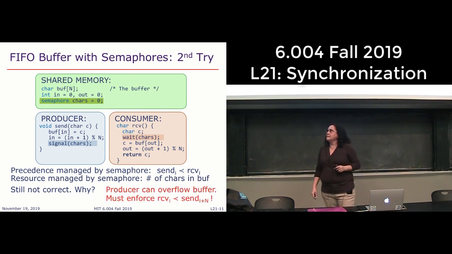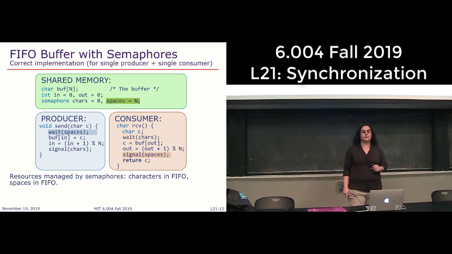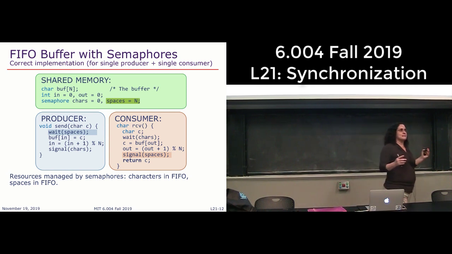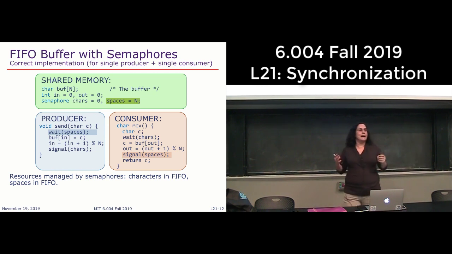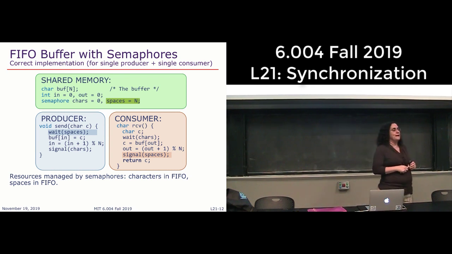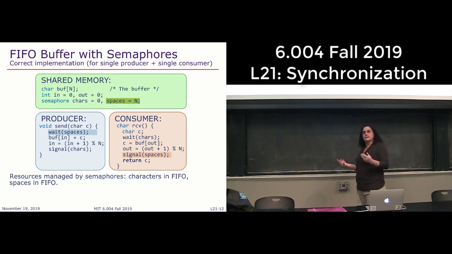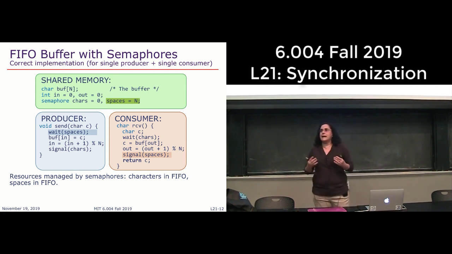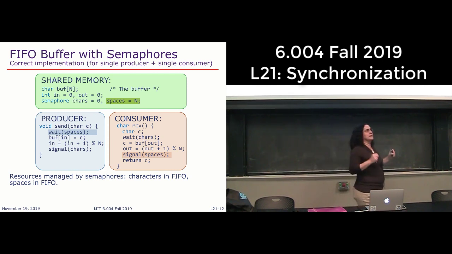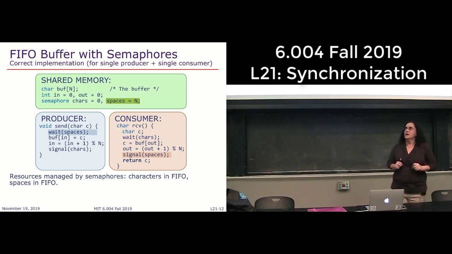Well, we add yet another semaphore. Okay? So this semaphore we're going to call spaces because it's going to represent how much space is left in my buffer. Okay, so how many new characters can my producer add to this buffer? And so this semaphore is going to be initialized to n because initially I have n locations available in my buffer. All right? So how do I make use of this semaphore?